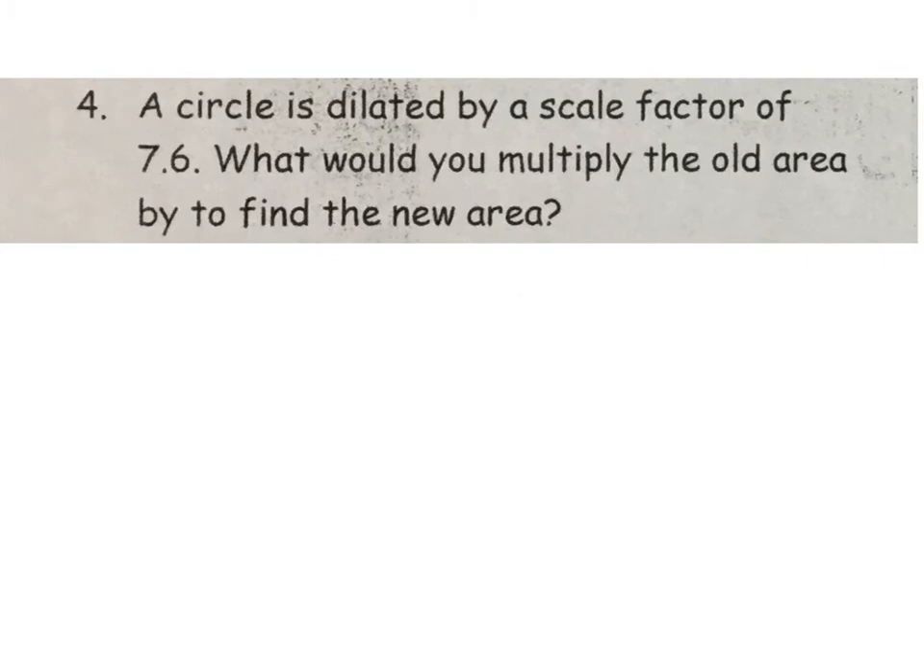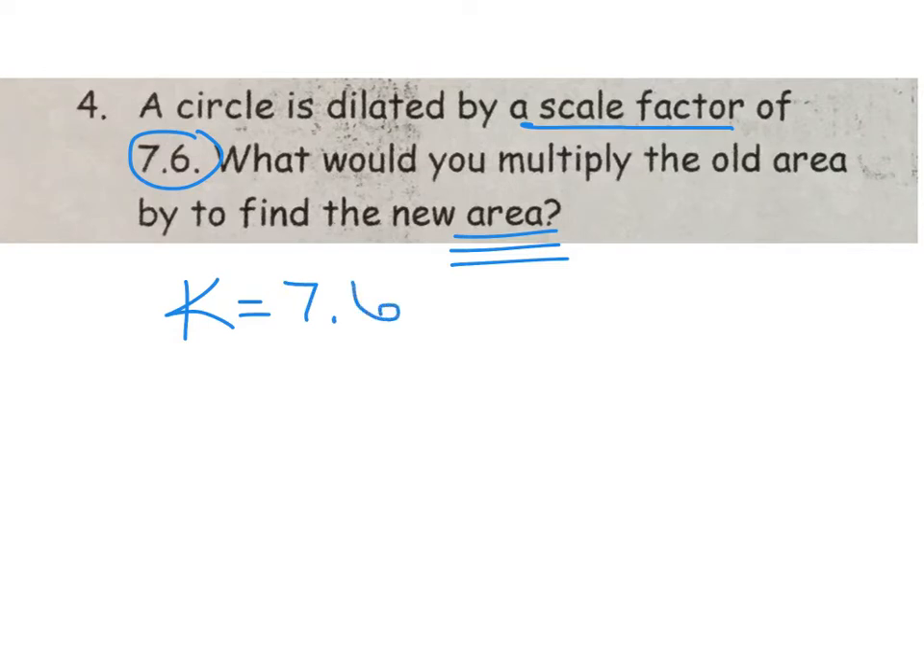Okay, number 4. A circle is dilated by a scale factor of 7.6. What would you multiply the old area by to find the new area? So we're looking for the new area. So scale factor is 7.6, K equals 7.6. And if we're going to find the area, remember we have to square that scale factor. So you're going to square that scale factor to get your answer for this question.